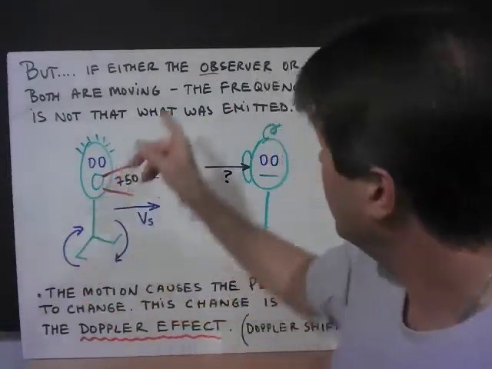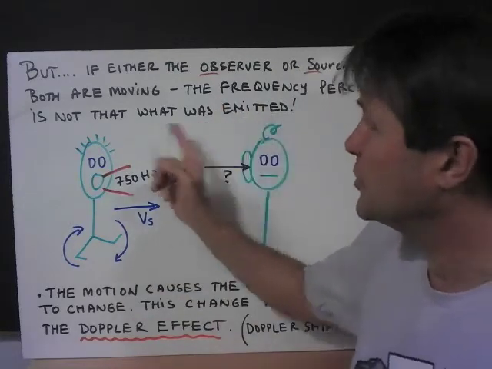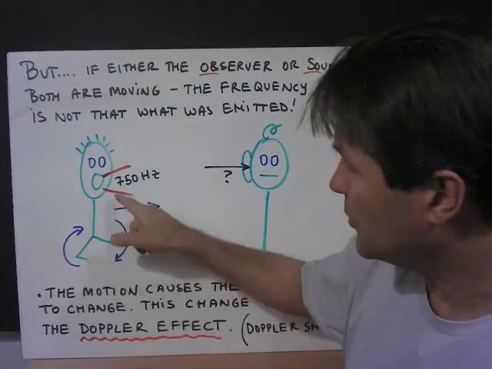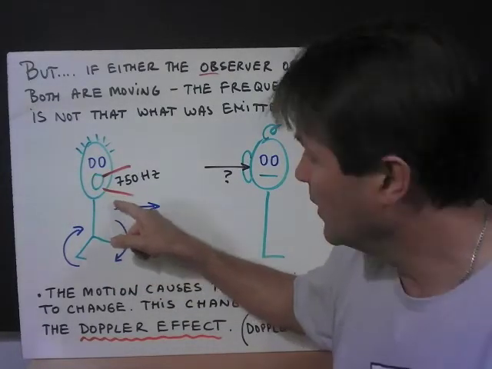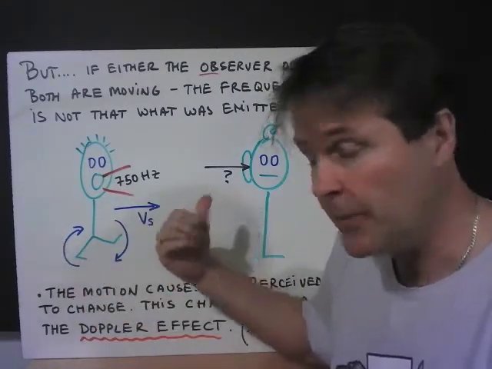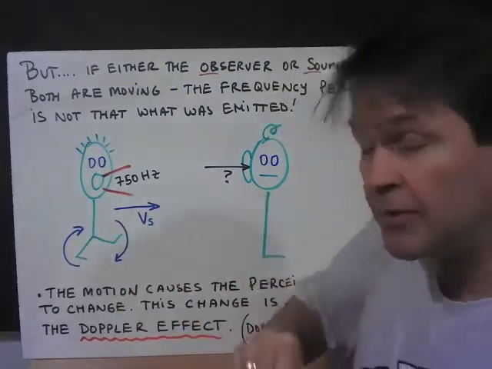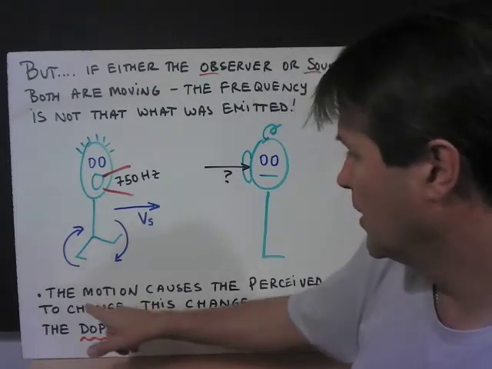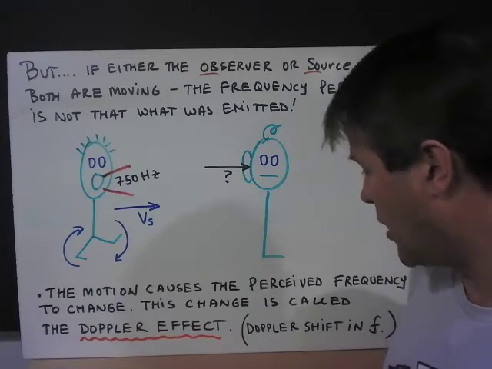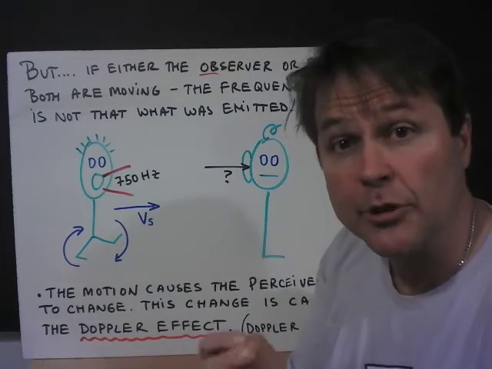But if either the observer or the source or both are moving, the frequency perceived is not that which is emitted. So in this example, you have the source of sound putting out 750 hertz, but they're moving towards the observer. And by moving, that changes the frequency observed by the observer. So the motion causes the perceived frequency to change, and this change is called the Doppler effect. And the change in frequency, we refer to that as a Doppler shift.